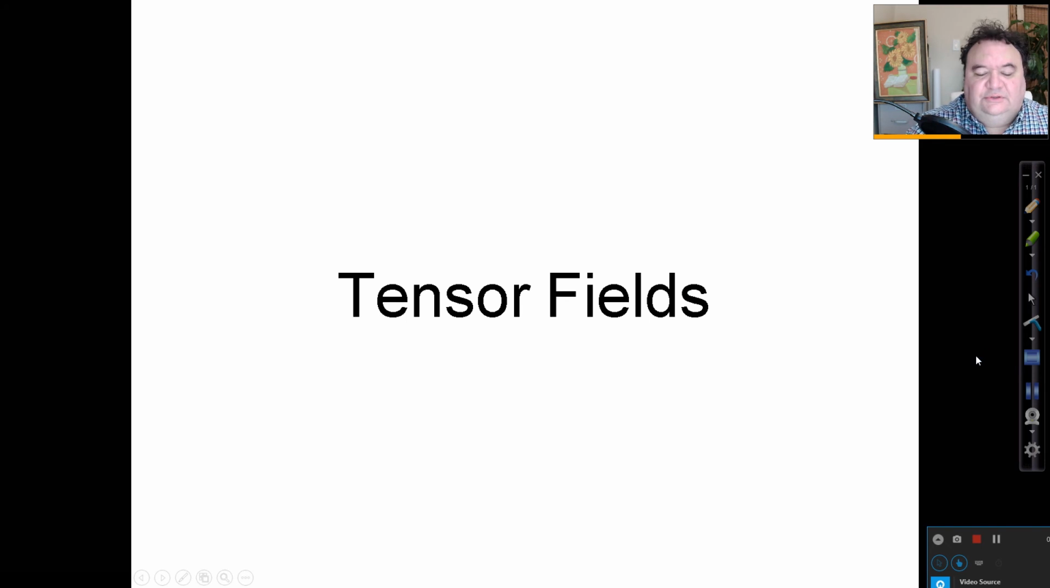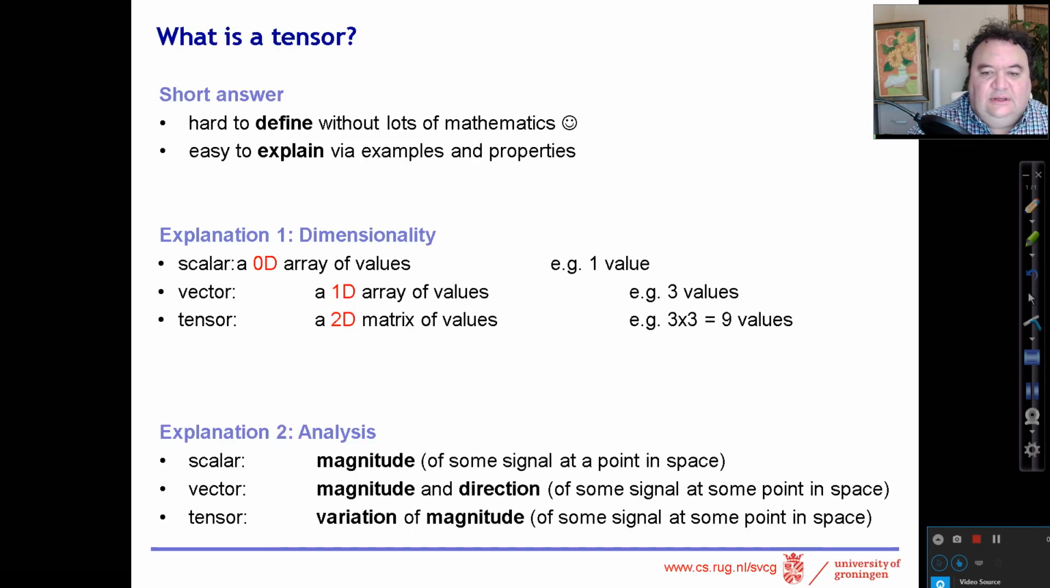So going to the challenge of visualizing tensor fields, we first have to look at what a tensor field is. So we've looked so far at scalar values. Those are zero dimensional, just one value per location. Vectors are one dimensional per location, and a tensor becomes at least a two-dimensional matrix.